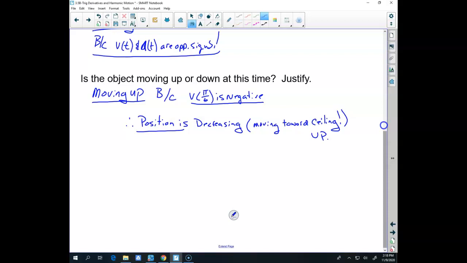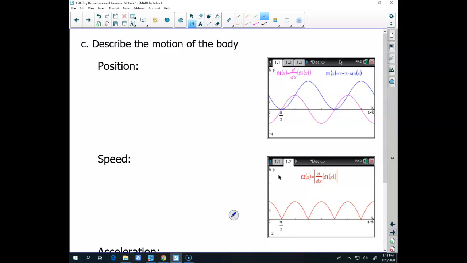This next page here, quick, is looking at describe the motion of the body. Well, let's say I didn't have the function, and all I had was a graph. And I knew this blue graph was my position function. Well, I can see, describing the position, okay, I can see t equals 0. It starts at 2 meters from ceiling.